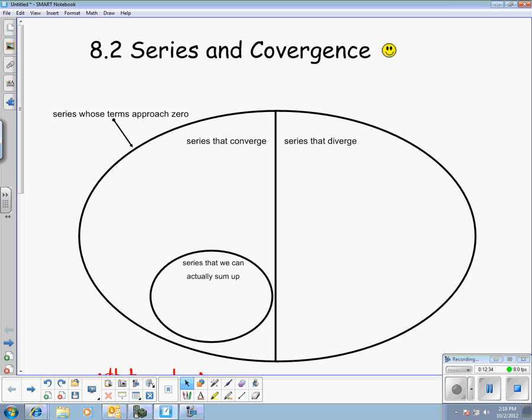So back here, on series that we can actually sum up, we have geometric series with the absolute value of R less than 1, and the sum is equal to A over 1 minus R. Not often can you actually get an answer like 10 on the bucket question. Usually you can just say, yeah, it converges, but I don't know what to. And this is one of the cases where you can actually tell what it converges to. Okay?